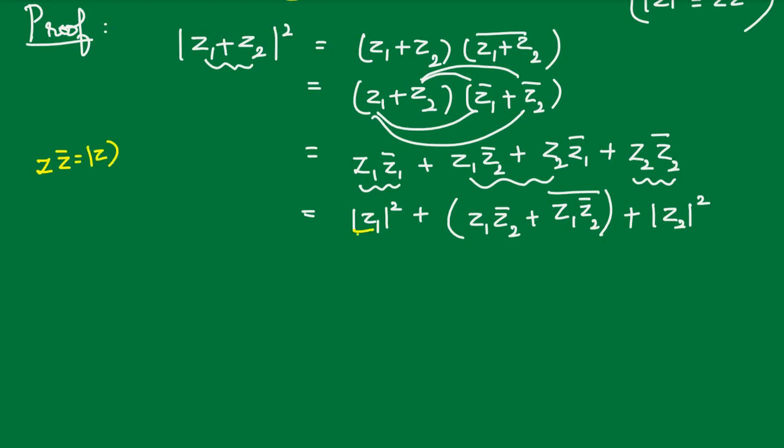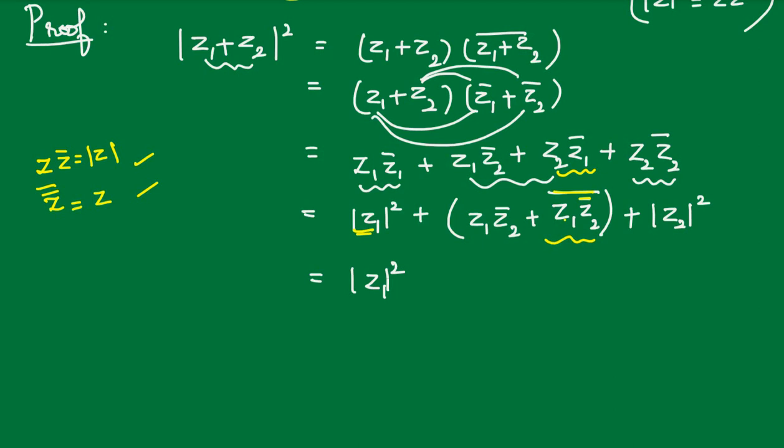We know that Z Z bar is equal to modulus of Z squared. That is what we have used here. Next, we are using this term, this Z1 bar Z2. Here for Z1, there is only one bar. For Z2, we have double bar here. So we know that Z double bar is equal to Z. We are using these two results here. Now, this can be again written as modulus of Z1 squared.